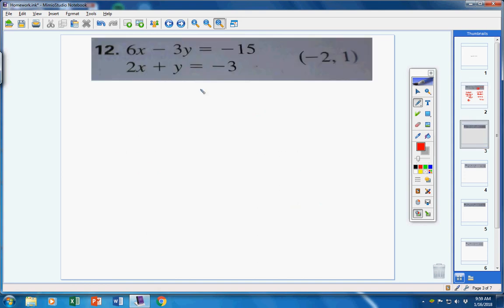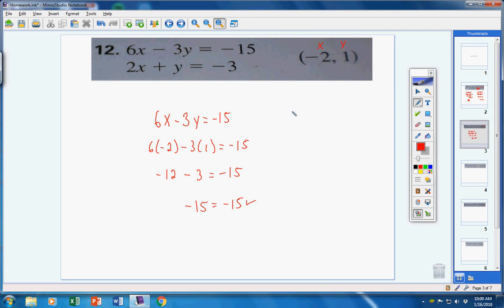Number 12, here we go. Let's take your first equation, write it down. This is your x value, this is your y value. So 6 parentheses negative 2, negative 3 parentheses 1. 6 times negative 2, negative 12. 3 times negative 1, negative 3. And we get negative 15 equals negative 15.